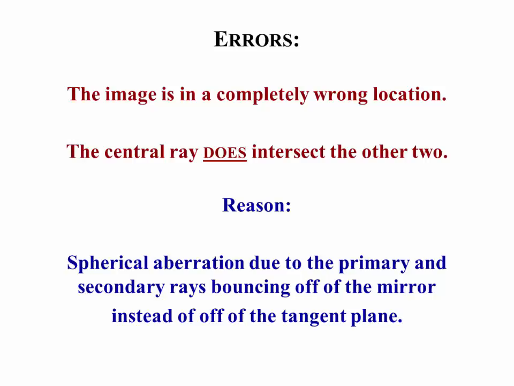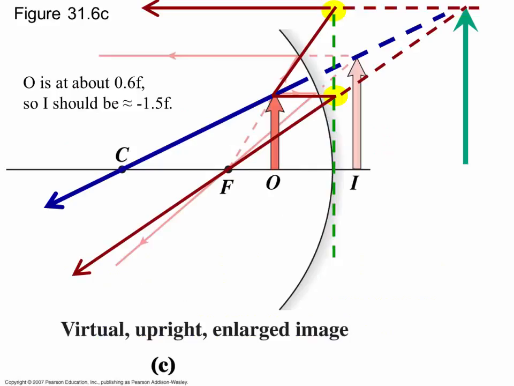The spherical aberration actually affects all 3 of the rays. If I go to the correct intersection point, as you see in this drawing, that is, if I go to a point where the rays bounce off of the green dashed line, I now get a much taller image. It's much further away, and all 3 rays cross at the same point, which is about where it should be. That is, for the object at about 0.6f, I should get an image about -1.5f, which is where that green, sort of teal green arrow is located.